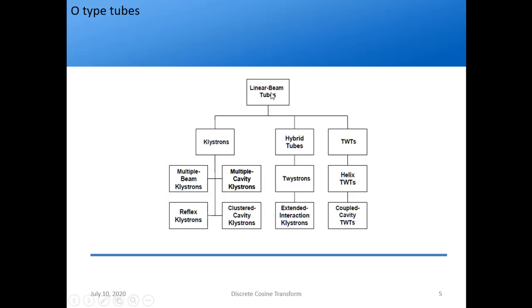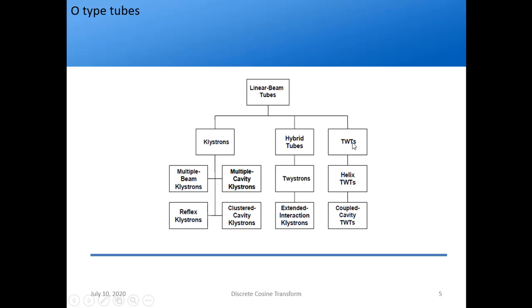Then linear beam tubes or the O type tubes, remember O type tubes are also called linear beam tubes, are further classified. They are classified as klystrons, hybrid tubes and TWTs. What are klystrons? They can be multiple beam klystrons or reflex klystrons. They can also be multiple cavity klystrons or clustered cavity klystrons. The multiple beam klystrons and clustered cavity klystrons are not in our syllabus, so we will not discuss them. So we have the two cavity klystron, multiple cavity klystron and reflex klystron. We will study these types of klystrons only and discard the others. Then we have TWTs.